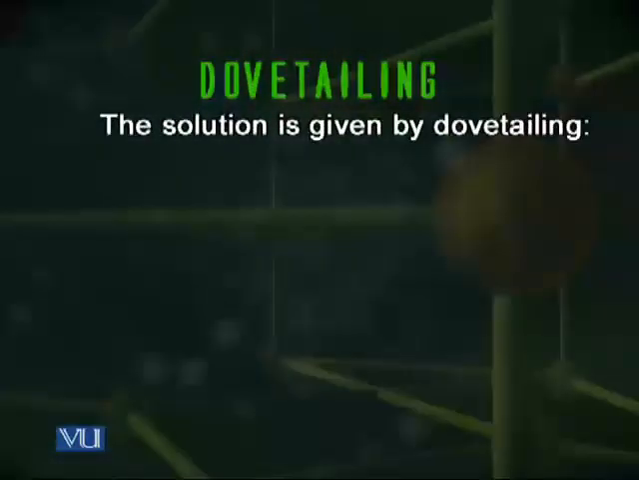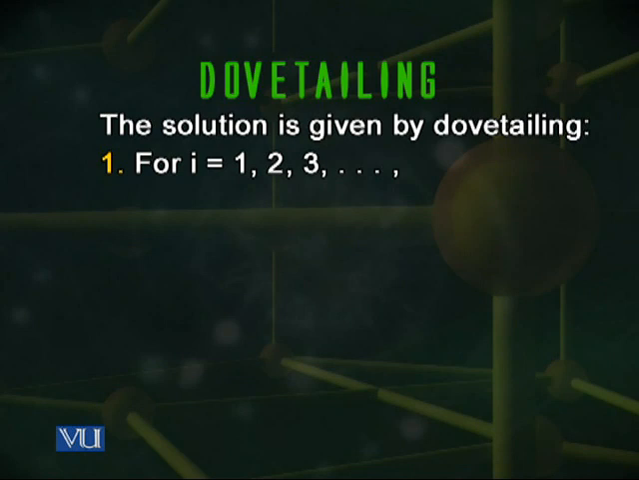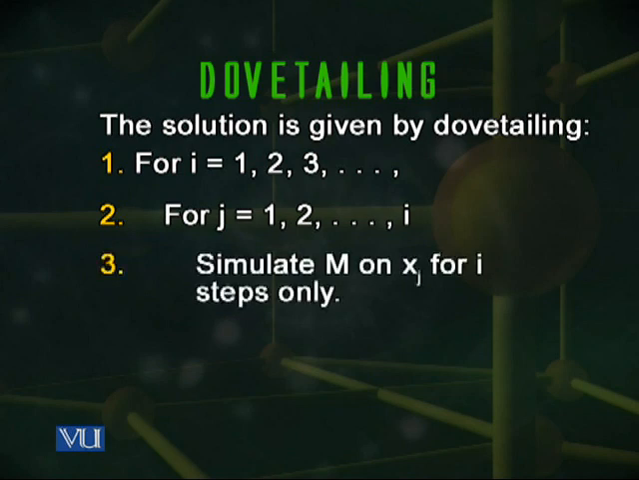So formally, this new enumerator is defined by the following description. The solution is called dovetailing. As you can see, we have an outer loop where i is going from 1, 2, 3, and so on, which never ends. However, the inner loop is a finite loop because j goes from 1 up to i. So for every i, the inner loop is going to execute a finite number of times and therefore is guaranteed to stop. And essentially what we do is we simulate M on the string xj only for i steps.